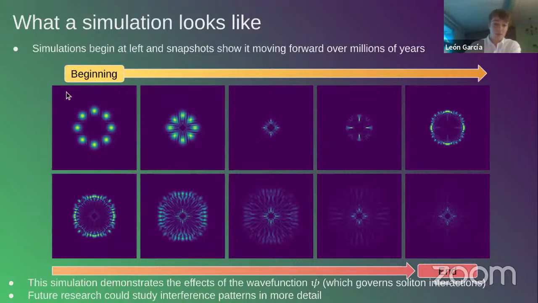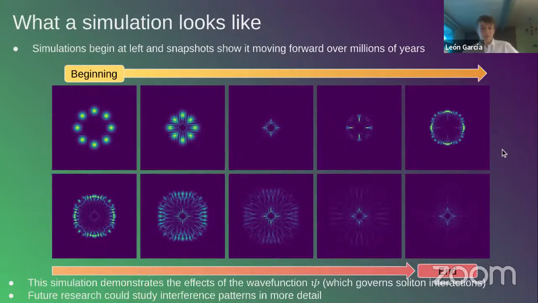But if you're really into researching wave functions, this is another way to approach it, by looking at how this function can govern waves in different circumstances. So this would be a great springboard for future research. But this is the beginning of the simulation. It goes to the right, and then you jump down here and continue. This particular simulation is over 10 million years. And this is the format that I present my simulations in, both in my research paper and this presentation.